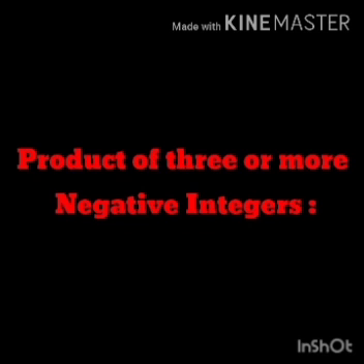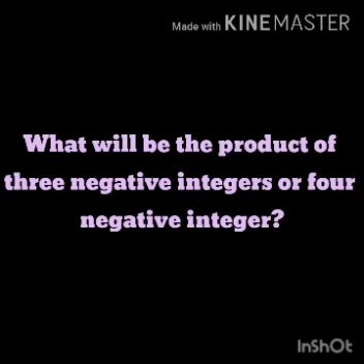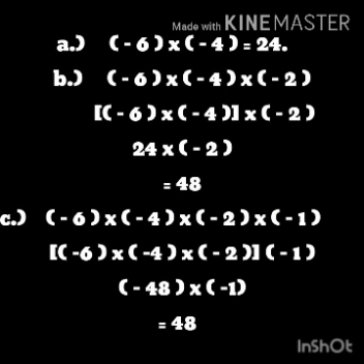Product of three or more negative integers. Now we know that the product of two negative integers is a positive integer. What will be the product of three negative integers or four negative integers? For example, let us take minus 6 into minus 4. That gives us 24. Minus into minus becomes plus.